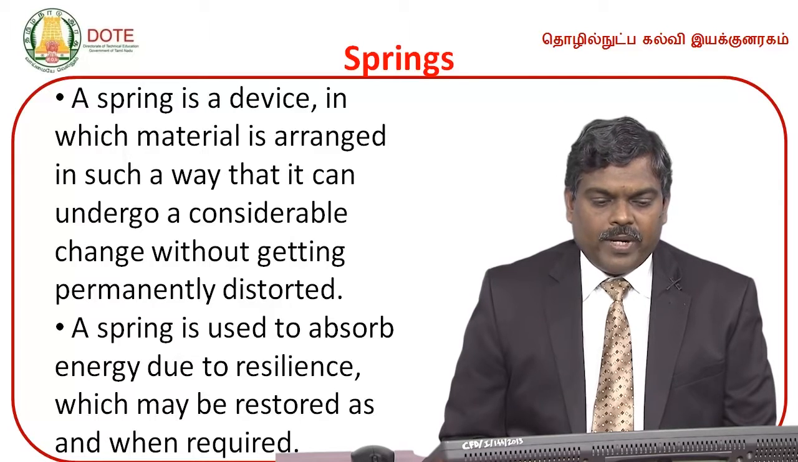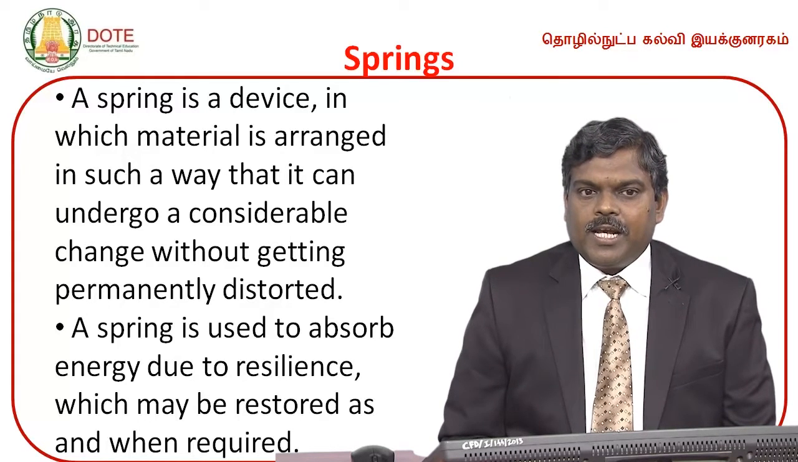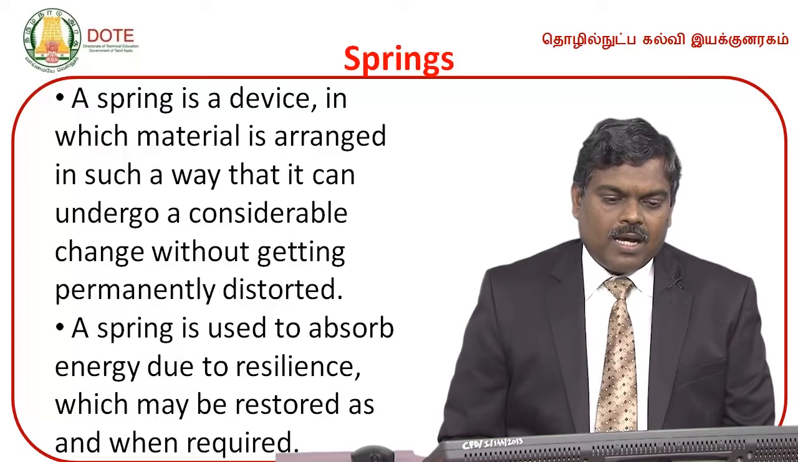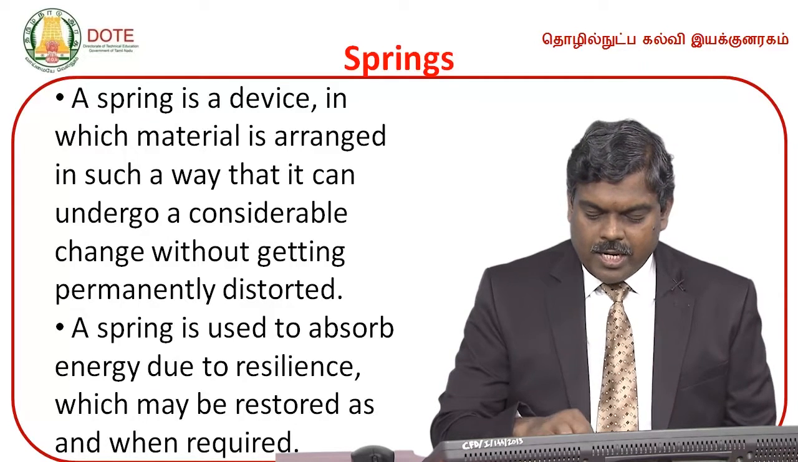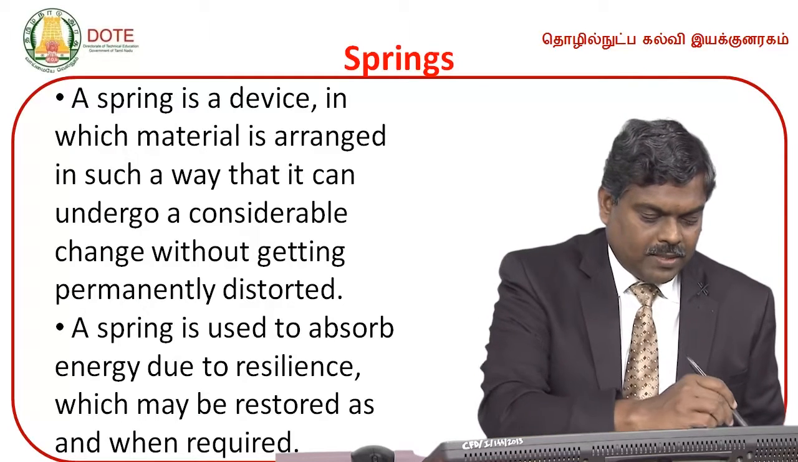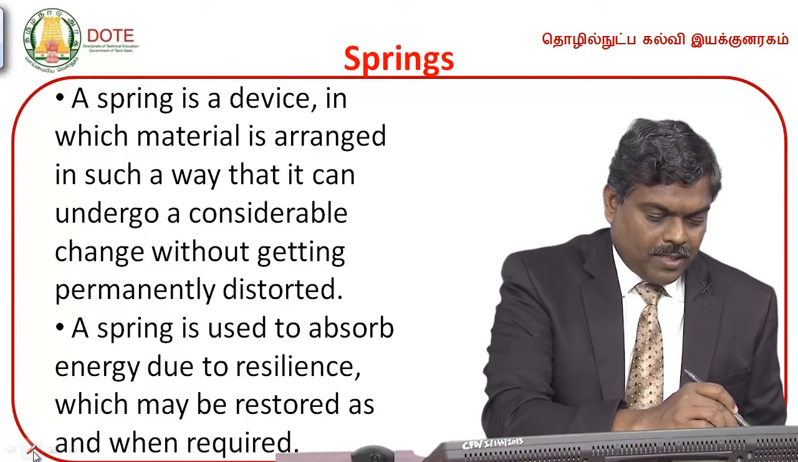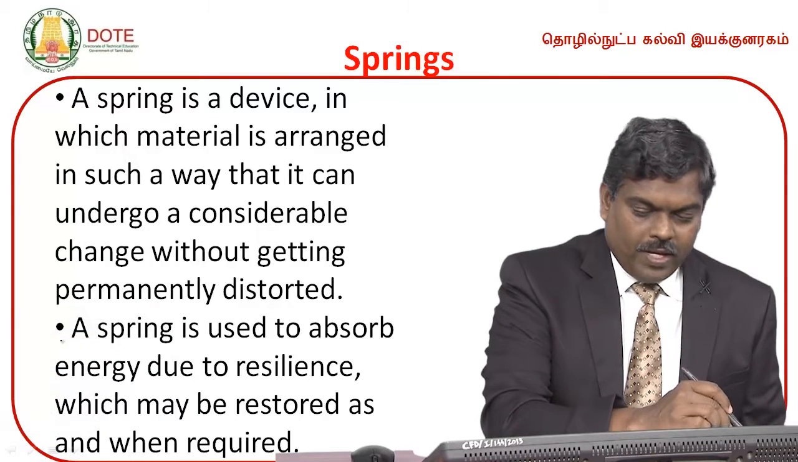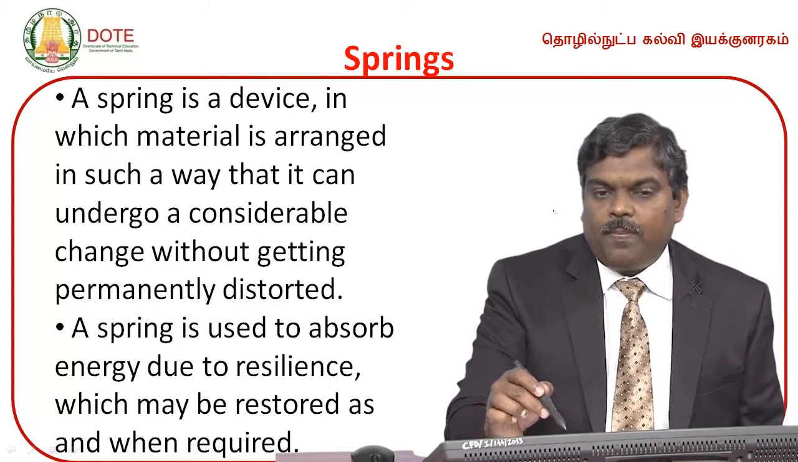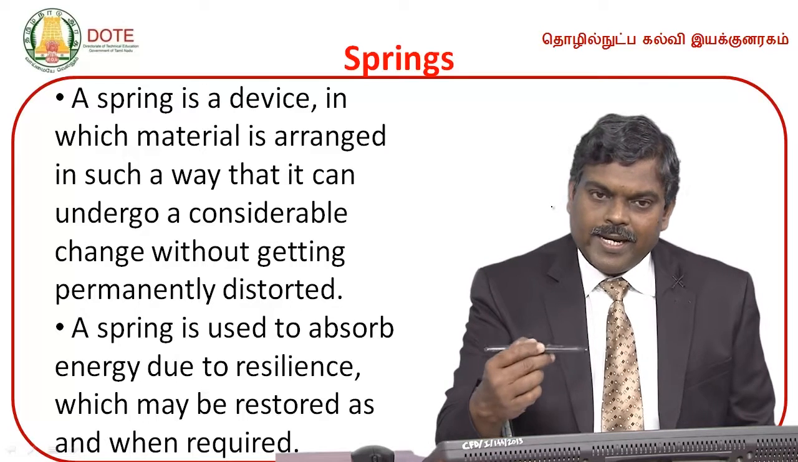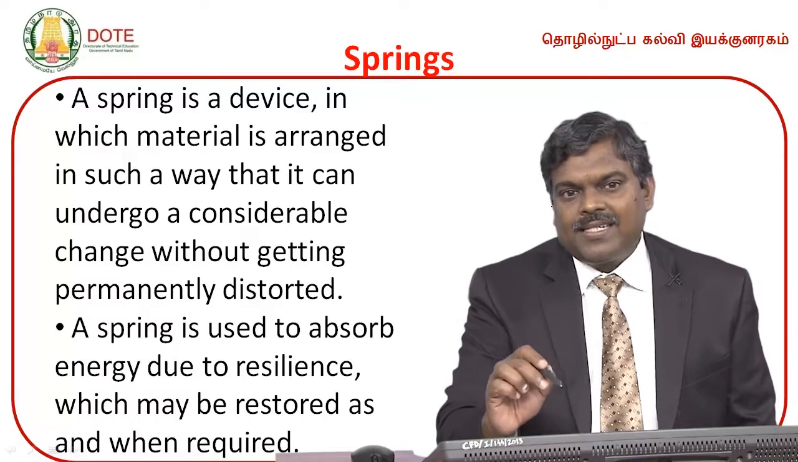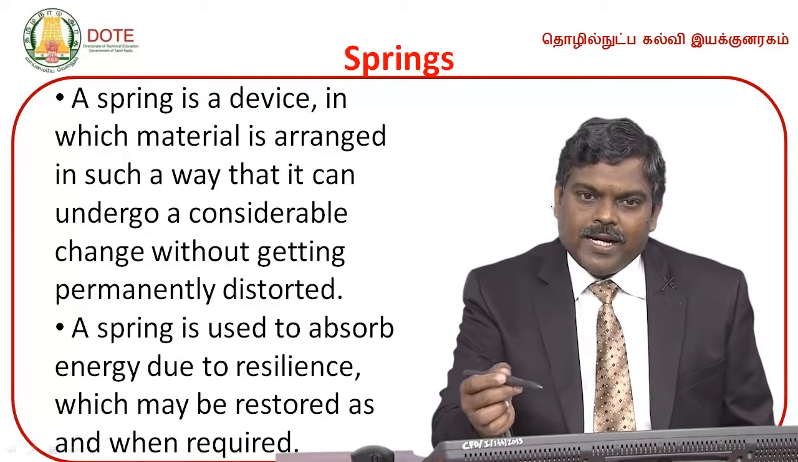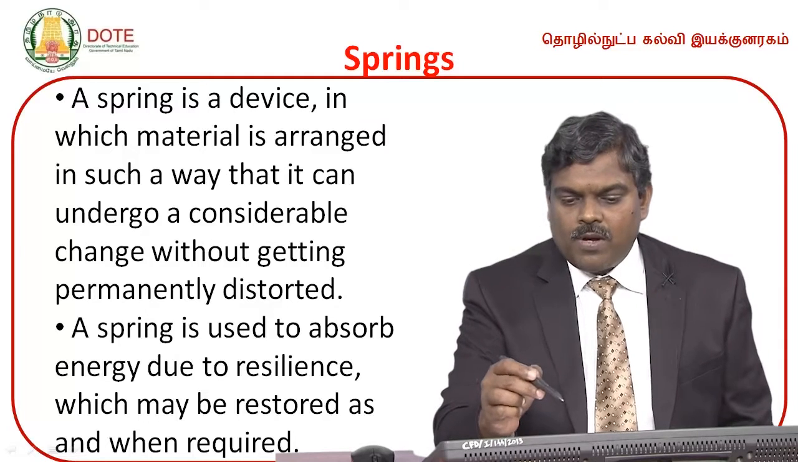So what is a spring? It is a device in which the materials are arranged in such a way that it can undergo a considerable change without getting permanently distorted. We already saw in our previous sessions plasticity and elasticity. Plasticity means that after the removal of the applied load, it cannot retain its original position. But elasticity means it can regain its original position after the removal of the applied load.